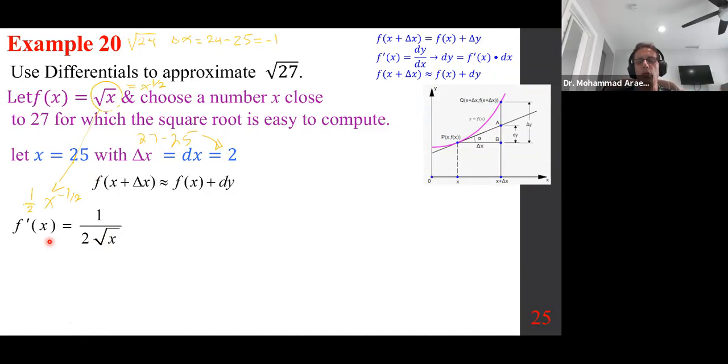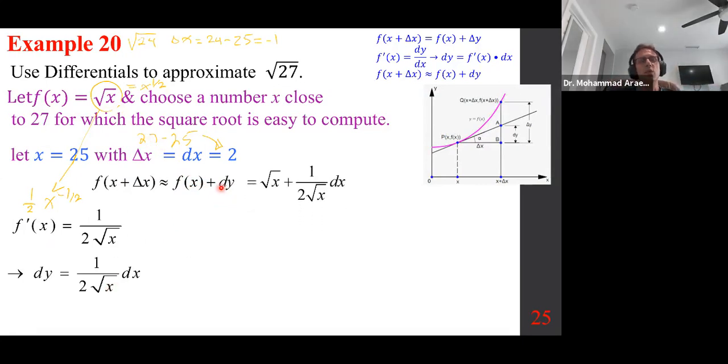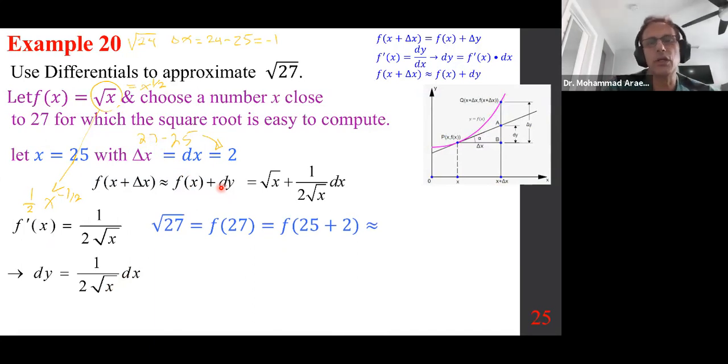Therefore, dy is the same thing times dx. And the formula for this expression becomes f of x plus delta x, which is f of x plus dy, or 1 over 2 square root of x dx. We want square root of 27. That means we want f of 27. And that means we are going to replace the x with 25 and the dx with 2.